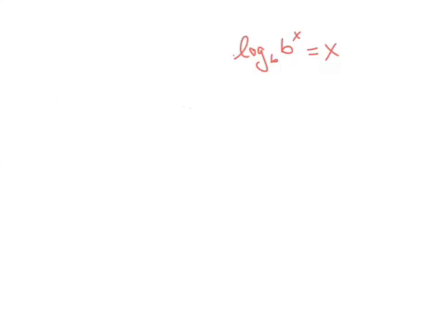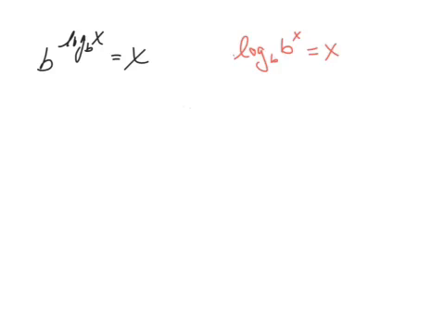So let's leave that particular identity up there. In fact, let's put the other one up there as well. What was it? b to the log base b of x, and that equals x. Okay, so we'll leave those two up there.